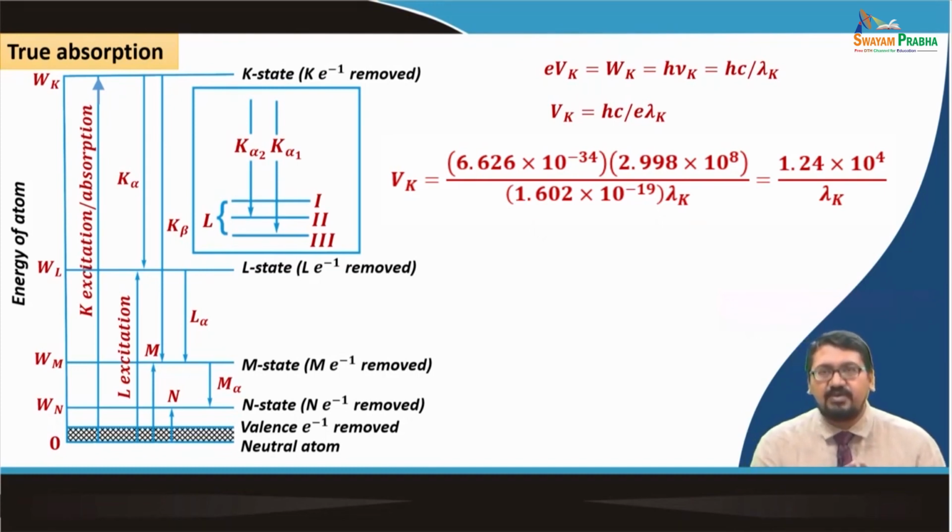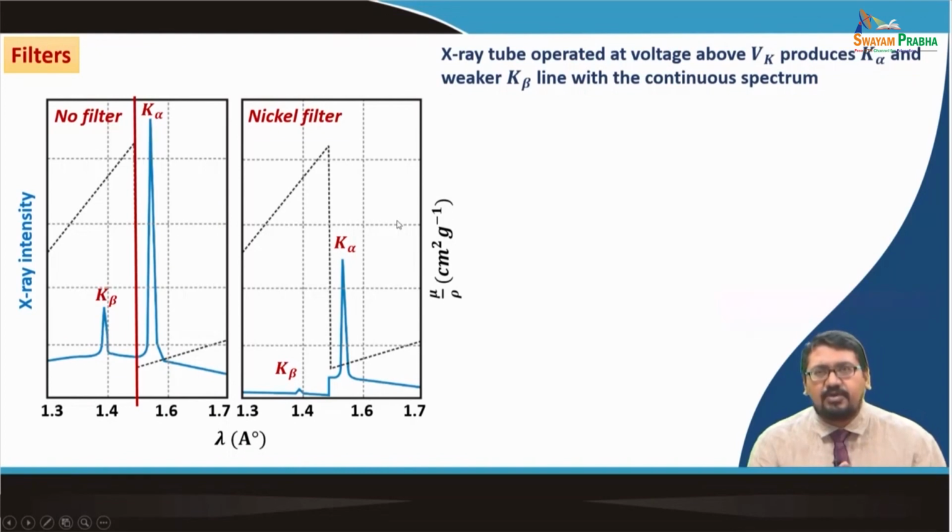It comes up to be 1.24 into 10 to the power 4 by lambda k. So, the voltage required to produce a certain K excitation wavelength can be calculated by this method. So, this method of mass absorption of X-ray radiation can be used to filter the continuous X-ray to obtain monochromatic radiation, because monochromatic radiation can be used for diffraction experiments to obtain information in a much more detailed manner.